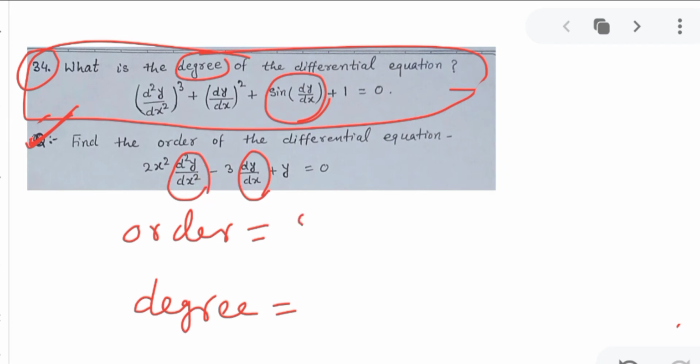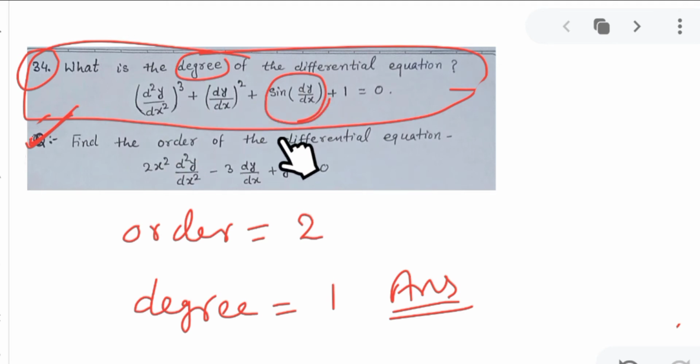So the order of this differential equation is 2, and the degree will be the power of this highest order term. The power of the highest order term is 1, so the degree will be 1. So order is 2, degree is 1. This type of question can come, so we'll discuss a few additional questions on order and degree, so that you can do them in the exam.